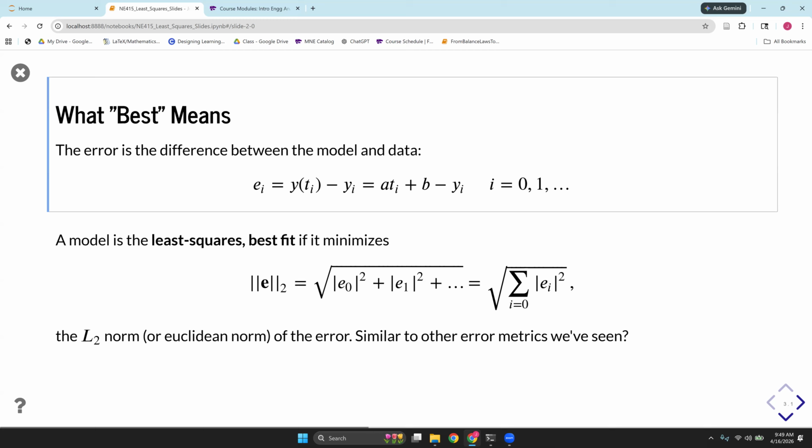So we take each element of the error vector, right? I've got a vector of errors now indexed by I, I square them, and then I add them up, and then I take the square root, right? That's the L2 norm, or the Euclidean norm that we've seen before. So is this similar to the other error metrics that we've seen? Of course, because we studied several of them. What were the other two that were of interest? There's the Euclidean or L2 norm. Yeah, the L1 and the L infinity were the other options.